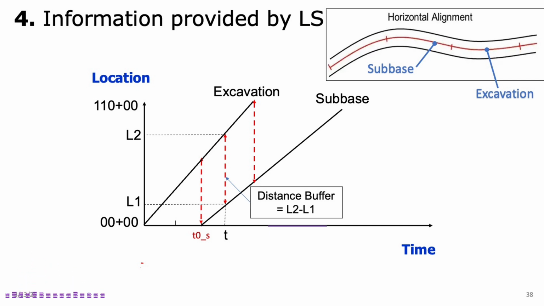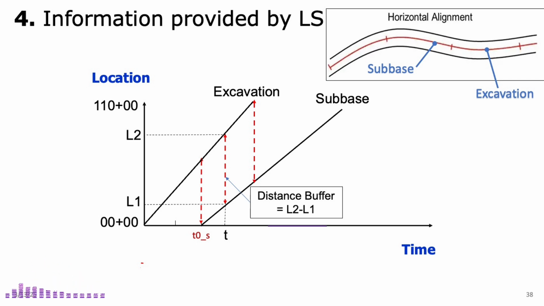Imagine you decide to speed up the subbase work to reduce the overall project duration. As a result, the subbase crew will move closer to the excavation team, narrowing the distance buffer. However, if these teams get too close, they may run into logistical challenges, such as limited working space or inefficient resource allocation. In practice, construction projects often require a minimum distance buffer between activities to ensure smooth operations.